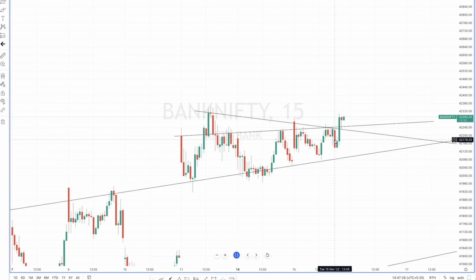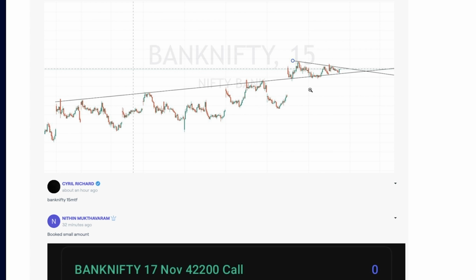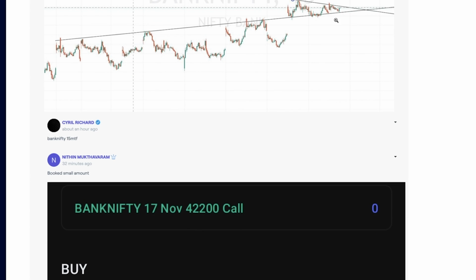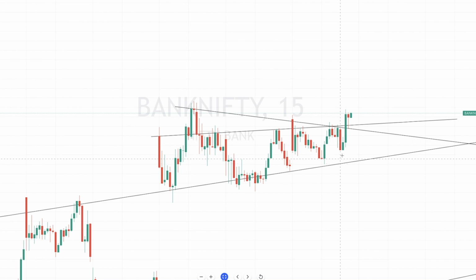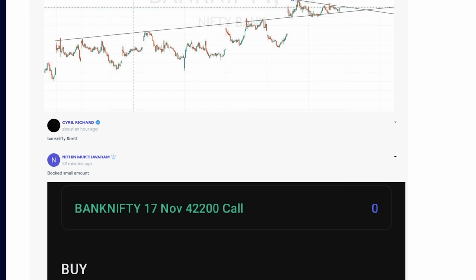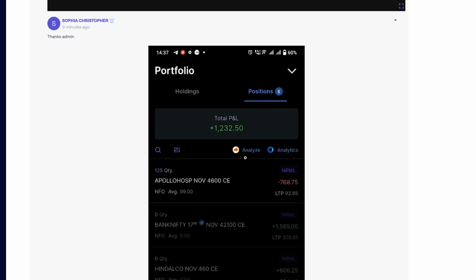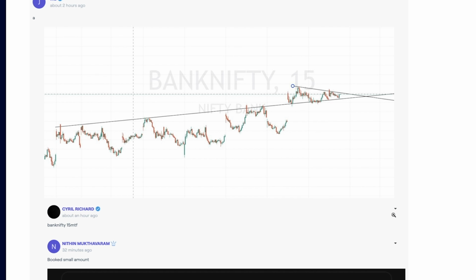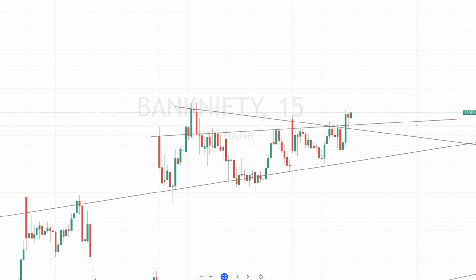I posted this on our community, of course, way below, when it took a support and formed a bullish candle, which is this one. I pushed it here. It took a resistance in this trend line and it has given a breakout. So this is when I have taken it. People have already made some profits here. I'm expecting this will give a little more profit.